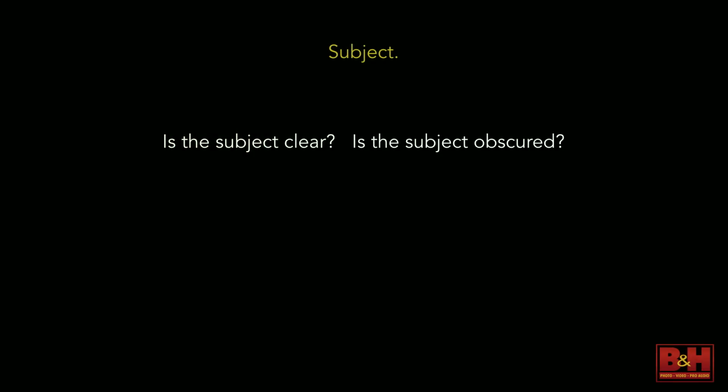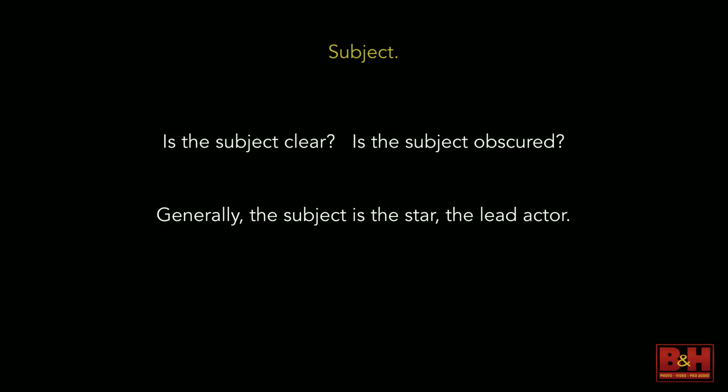Okay, so let's start with talking about the subject a little more. Is the subject clear? Is it obscured? Right? Because the subject isn't always apparent. We're going to look at some examples. When we think of abstract images, sometimes we don't know what the subject is. It's not identifiable, okay? And we'll talk about how to talk about abstract images.